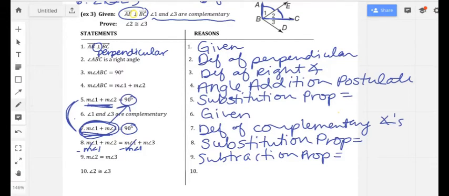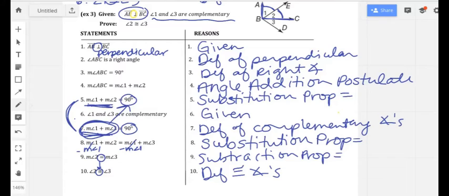And then last step, measure of angle 2 equals measure of angle 3, and then it goes to angle 2 is congruent to angle 3. So for that last step, the symbol changed. It went from the equal sign to the congruent symbol, and then the m's were gone. So anytime that symbol changes, it's the definition of congruent angles.